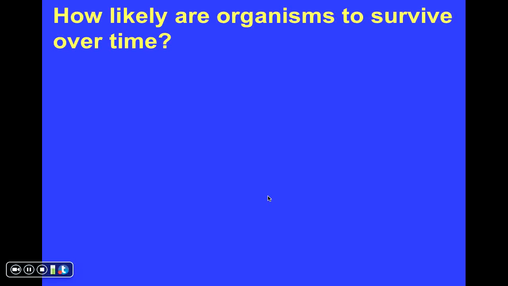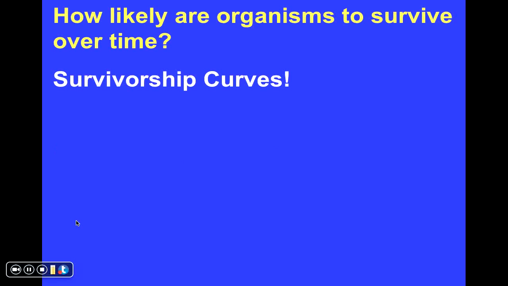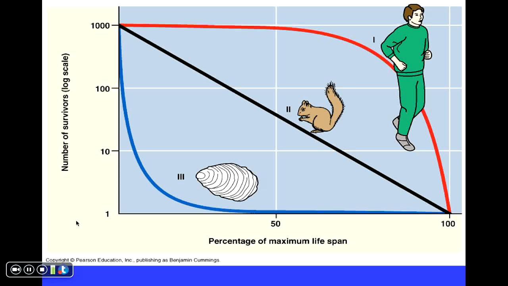Now, if you think about all of the species of animals that are out there in nature, many species have different approaches in terms of their reproductive success. So the basic question we're addressing here is, how likely is it that organisms are to survive over time? Now we can introduce these graphs simply referred to as survivorship curves. This graph represents survivorship curves for three different species. It summarizes type 1, type 2, and type 3 survivorship curves.